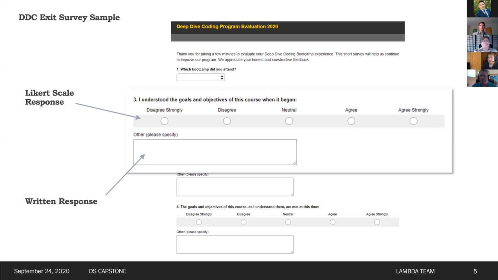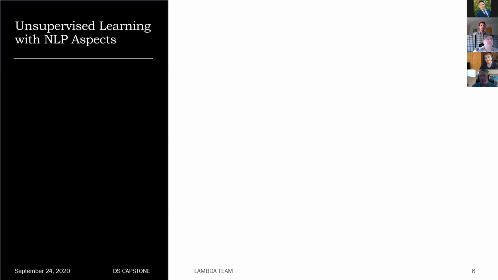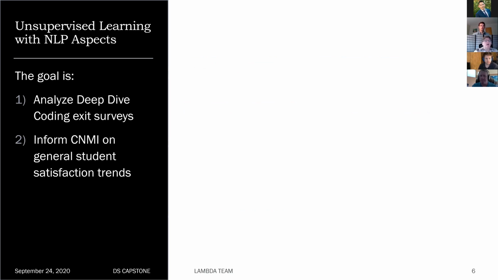This survey has been posed to all graduating students since 2014 in fluctuating forms, and the questions have varied from year to year, and this caused some issues which we will touch on later. Our project is an unsupervised learning problem with natural language processing aspects. In our case, our goal is to collect and review and analyze the deep dive coding exit survey responses and report to C&MI on the general student satisfaction trends.